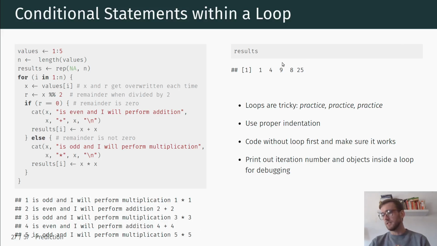Okay. Here are the results. If we look at the results after running this loop, we have 1, 4, 9, 8, 25, which is the result of these operations, right?